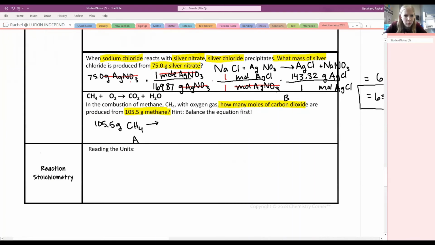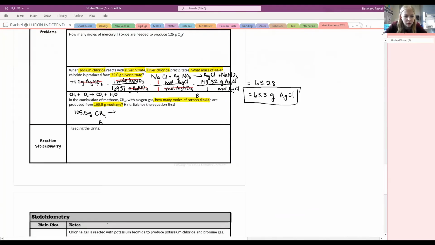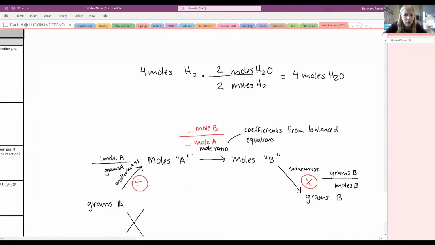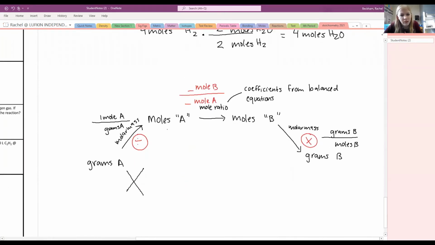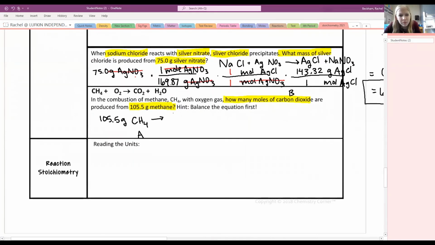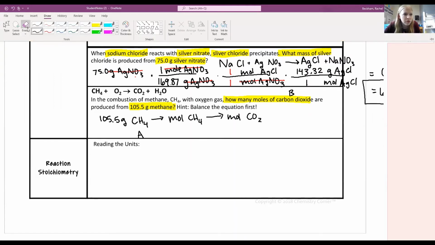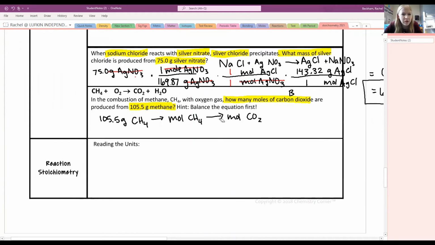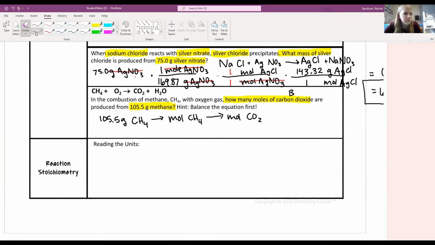So when you look at your mole map, what steps do you need to take? Well, we need to get from grams of A to moles of A to moles of B. I'm going to write that in up here: grams of CH4 to moles of CH4, and then we can get to moles of carbon dioxide. If you want, you can write in what you would use for that: molar mass here and the mole ratio here.